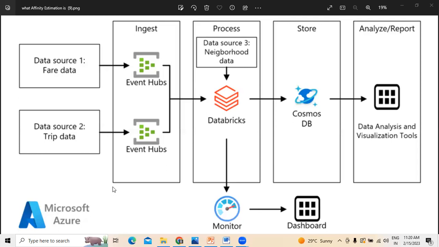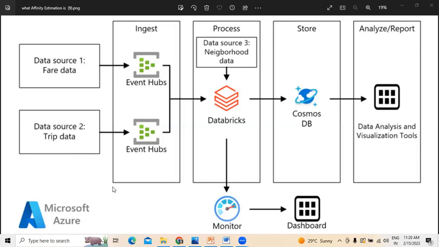Now, when you talk about Azure Event Hubs, Event Hub is an event ingestion service. This architecture uses 2 Event Hub instances, one for each data source. Each data source sends a stream of data to the associated Event Hub.